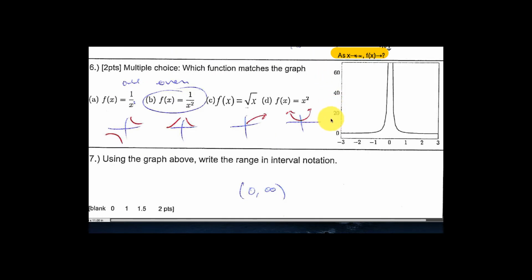And then question number 7 says, using the graph above, write the range in interval notation. The range is going from the bottom to the top. Now, as I come down from the bottom here, there is no graph on the negative. So from negative infinity, there's nothing, nothing, nothing, nothing, and then it starts right here on the y-axis at 0. So the graph is from 0 towards positive infinity. So parentheses 0 to infinity again. It's a parentheses because you're not including the x-axis. Let's look at some student work here.